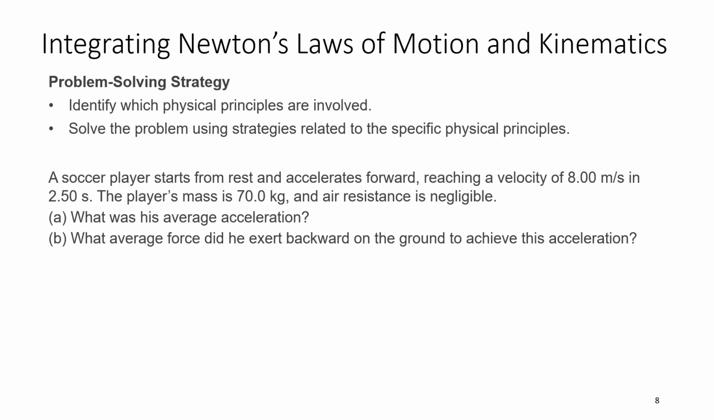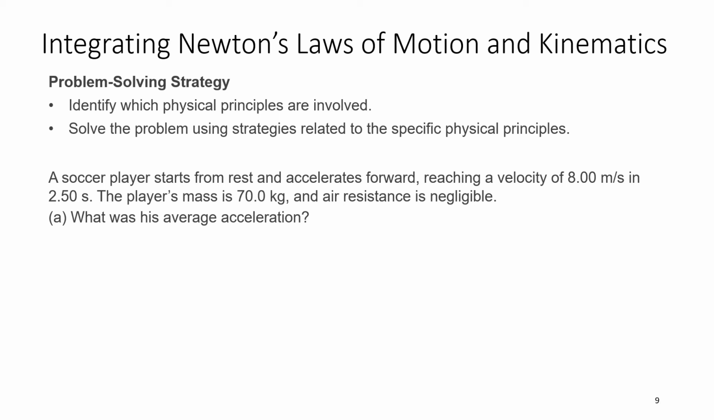We are using this example to illustrate how these strategies are applied to an integrated concept problem. In question A, we are given the initial and final velocities, and the quantity to be solved is the average acceleration. This is the kinematics question. By definition, the average acceleration equals delta v over delta t, that is 3.20 meters per second squared.